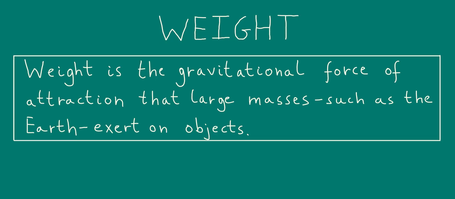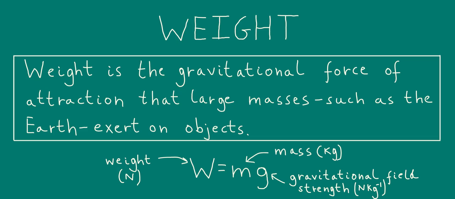Let's start by discussing weight. Weight is the name of the gravitational force of attraction that large masses, such as the Earth, exert on objects. To calculate the weight of an object in newtons, we simply need to multiply the mass of the object in kilograms by the gravitational field strength, g, in newtons per kilogram. So on Earth, the gravitational field strength is 9.81 newtons per kilogram.